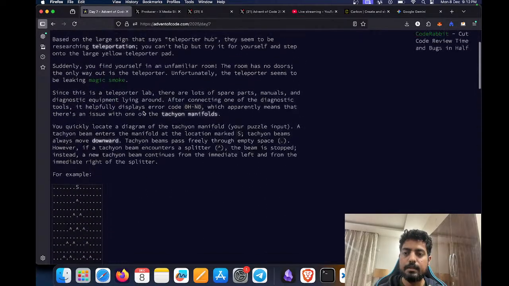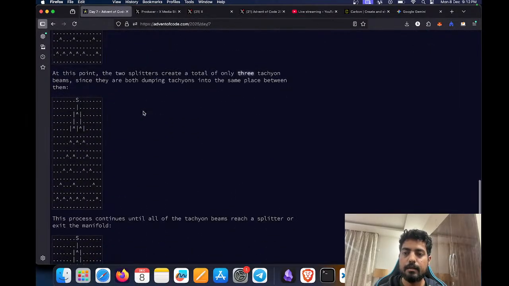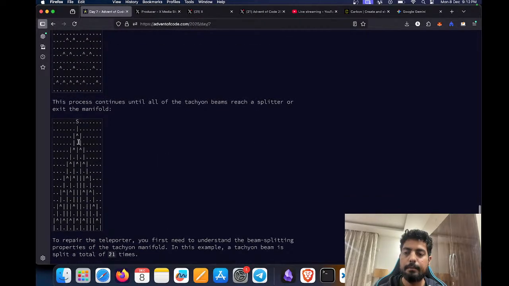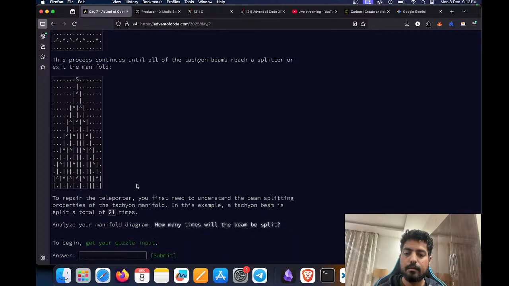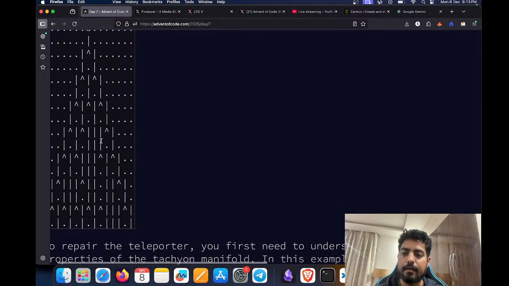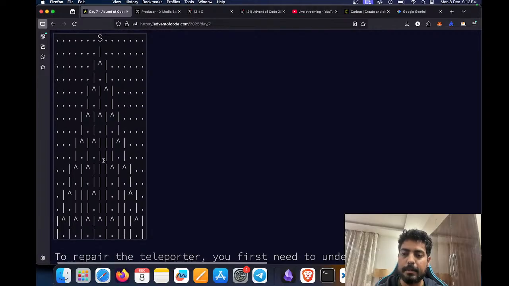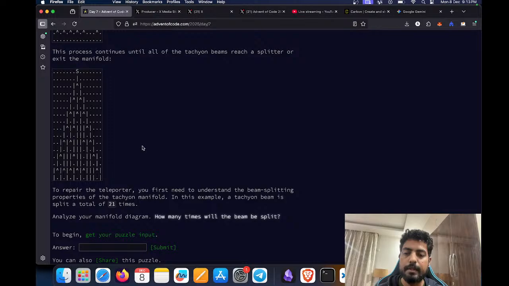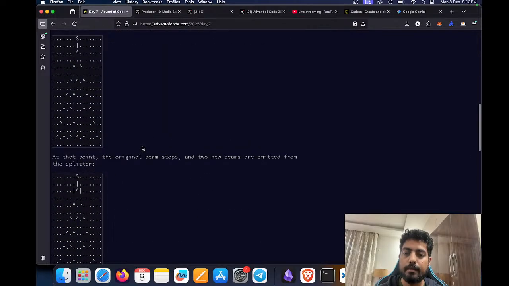So this problem is easy to understand. The problem here is, how many times will the ray be split? I don't know whether splitted is a word or not, but how many times will this ray be split? And clearly, if you just see this diagram, then the ray touches all the splitters except one. So if it touches n number of splitters, the ray is split n times. And the number of splitters here are 22, I think.